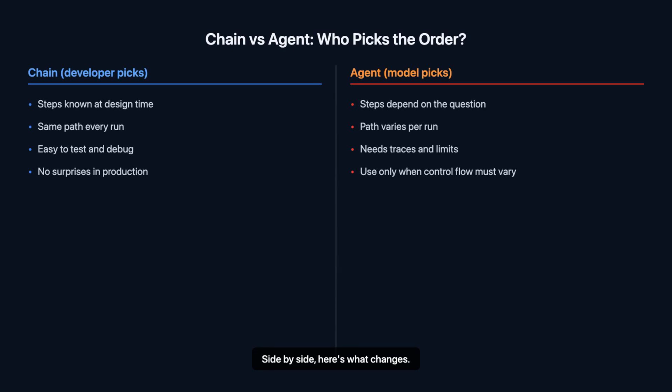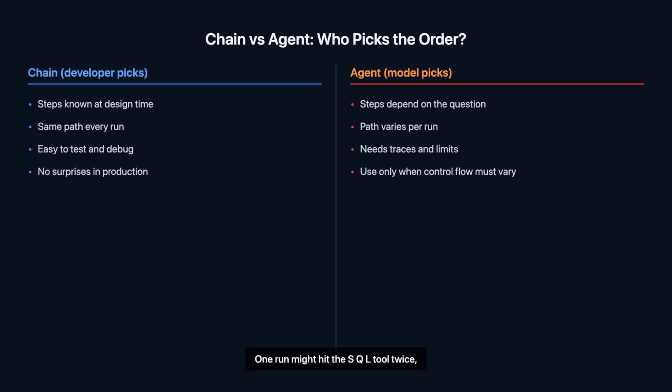Side by side, here's what changes. On the chain side, steps are known at design time. Every run follows the same path, and testing is straightforward. You can write unit tests for each step. No surprises in production. On the agent side, the steps depend on the question being asked.